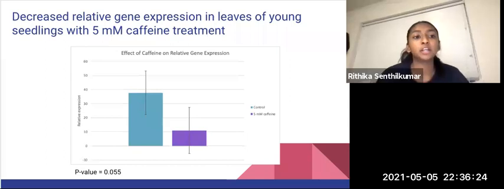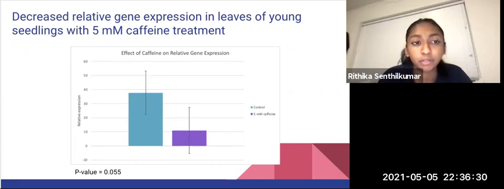So from the qPCR data, we observed a decreased relative gene expression in the caffeine treatment compared to the controls. The p-value that we acquired was 0.055, which was right on the cusp of being significant. So we believe that if we had more biological replicates, we would get a more definitive answer as to whether this decrease in the caffeine treatment is significant or not.